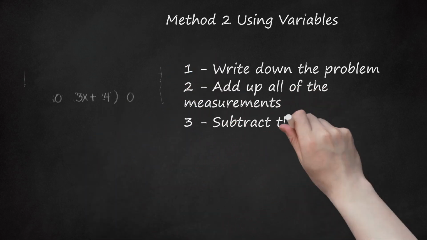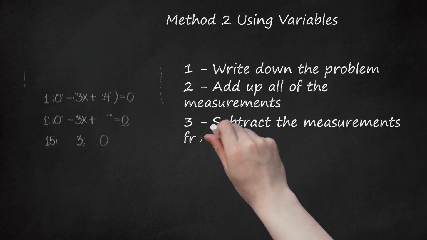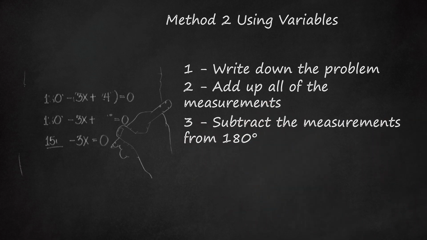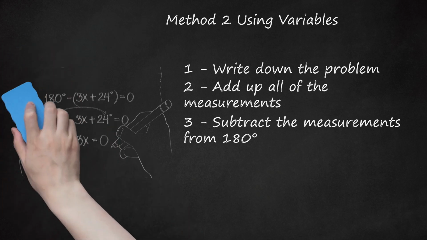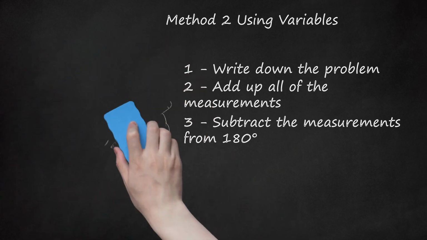3. Subtract the measurements from 180 degrees. Now, subtract these measurements from 180 degrees to get closer to solving the problem. Make sure you set the equation equal to 0. Here's what it would look like. 180 degrees minus (3x plus 24 degrees) equals 0. 180 degrees minus 3x minus 24 degrees equals 0. 156 degrees minus 3x equals 0.